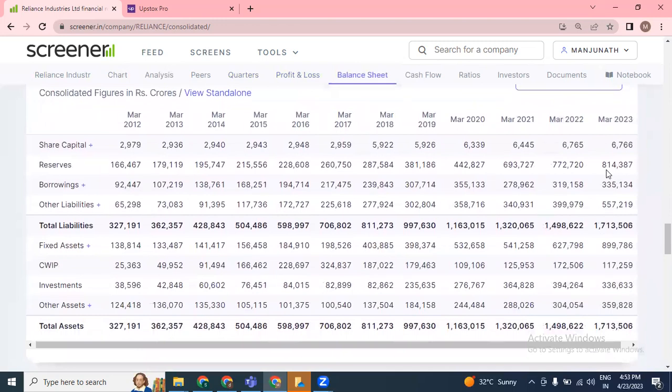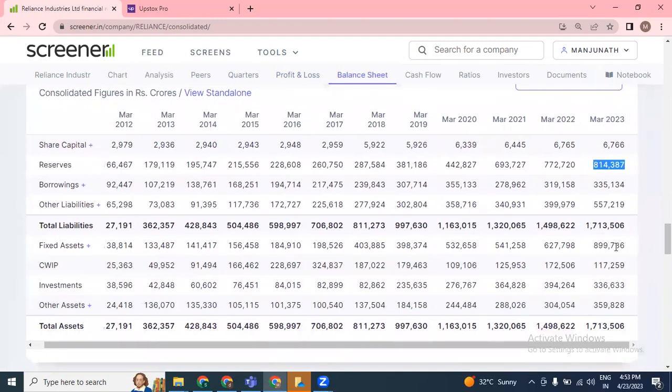In the balance sheet here we are seeing reserves have increased from 772 crore to 814 crore. Is it coming from the CWIP, that is capital work in progress? Work in progress might have converted into the reserves. That we'll have to see in detail.